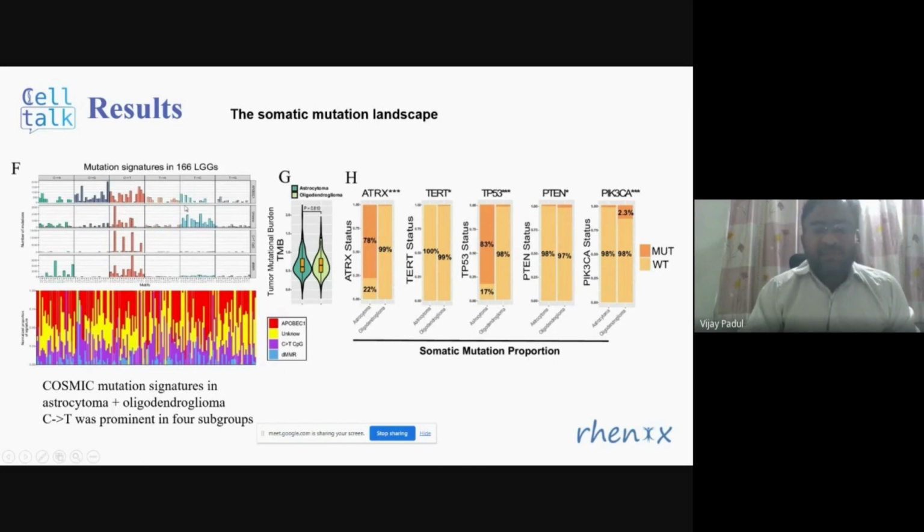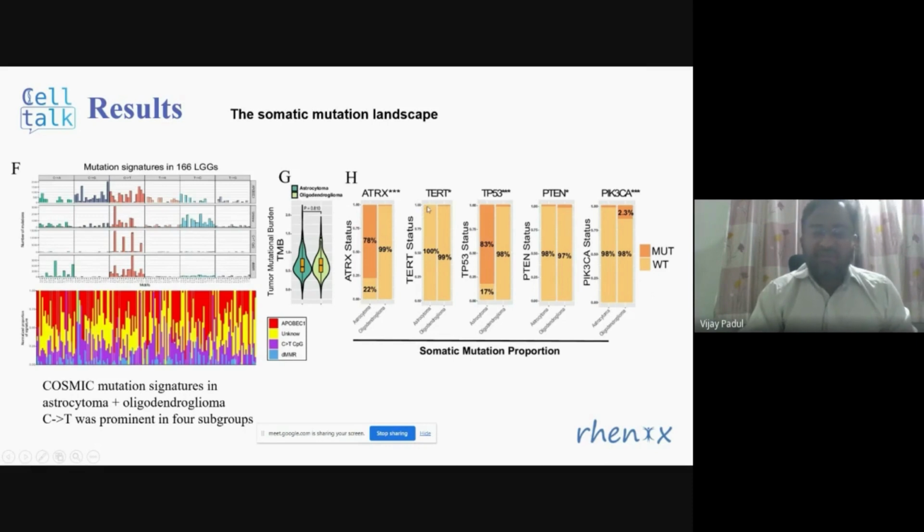Next, they studied tumor mutational burden, and they have found that there is not much significant difference in that respect between astrocytoma and oligodendroglioma. As these are low grade, if it had been higher grade, naturally astrocytoma would have more number of mutations as compared to the oligodendroglioma, but these are grade 2 tumors.